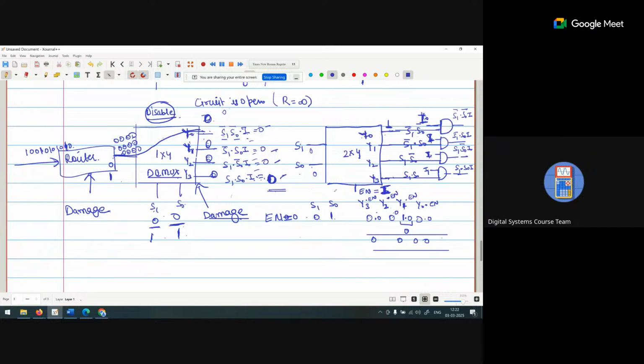Okay. Now all 4 are 0. So in this situation, we can't identify whether my demux is damaged or my router is damaged, because we can't see this data. We see this data when we ping. Now this data is a combination of 0 and 1, and this data is all 0. So the possibility is that either the router is damaged or my demux is damaged.